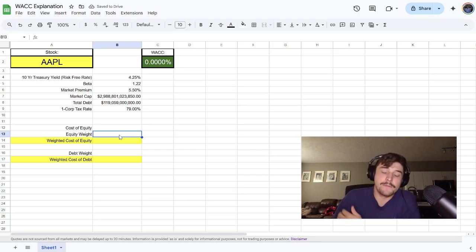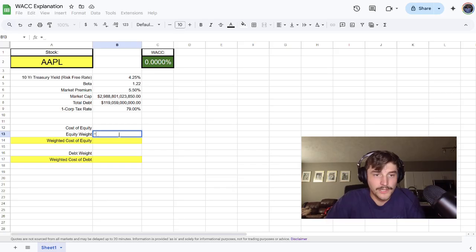Perfect. Okay, and before we get into the cost of equity calculation, we're just going to go ahead and do equity weight, which can be found by taking the market cap divided by market cap plus debt.